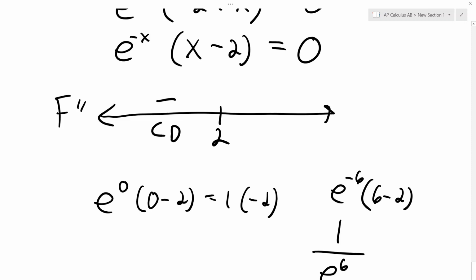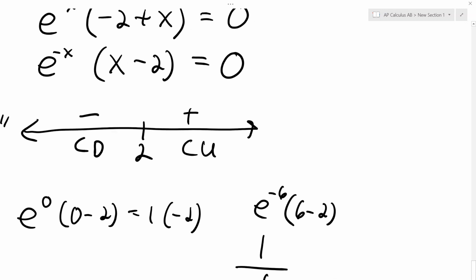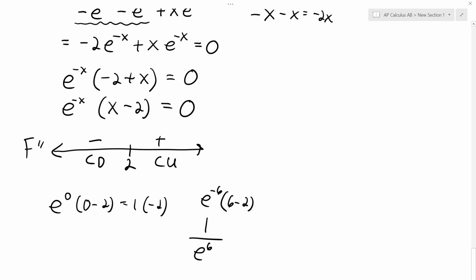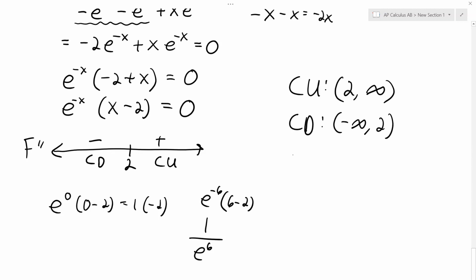The only way that could be negative is if there was a negative out front of the whole thing, like negative e to something. So this is positive, which means concave up. So we're going to list all of our information out. We're going to have concave up from 2 to infinity, concave down from negative infinity to 2, and a point of inflection when x is 2 because the second derivative is changing sign.